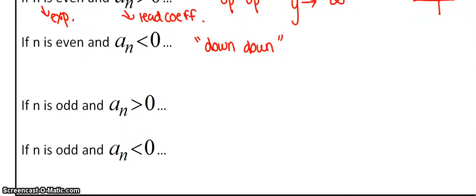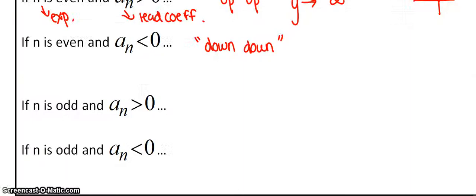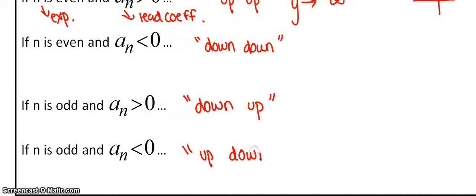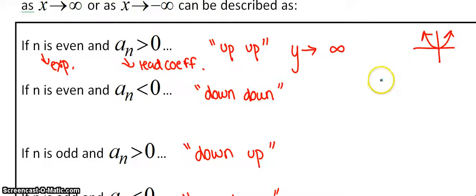Now if it's odd, the odd functions went in different directions. So we had a down, up. That was if the lead coefficient is positive. So we'll go down and then up. Or if the lead coefficient is less than 0, we'll go up, down, because it'll reflect over the axis. So to remember this, I think about a parabola for the even ones. If the lead coefficient is negative, our parabola would reflect and be down, down.